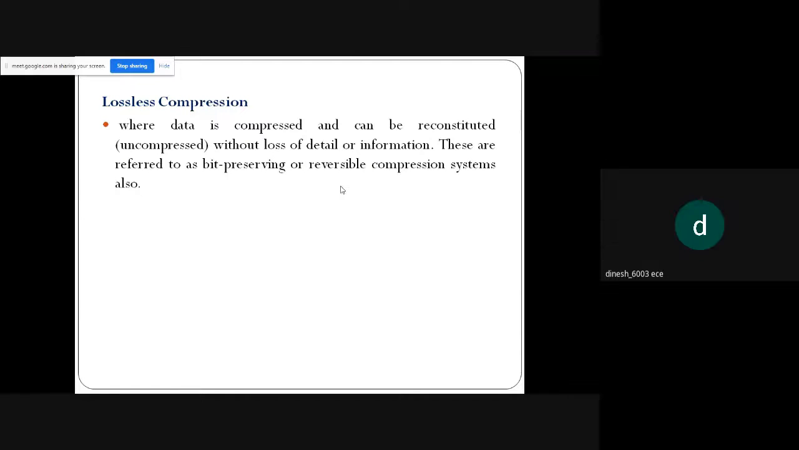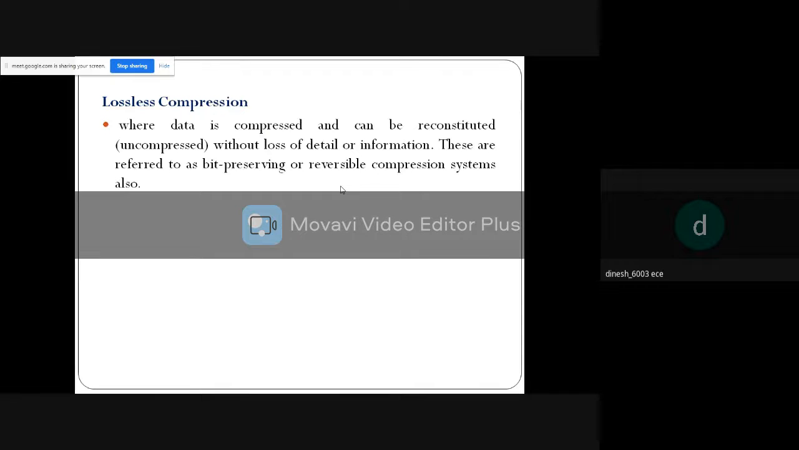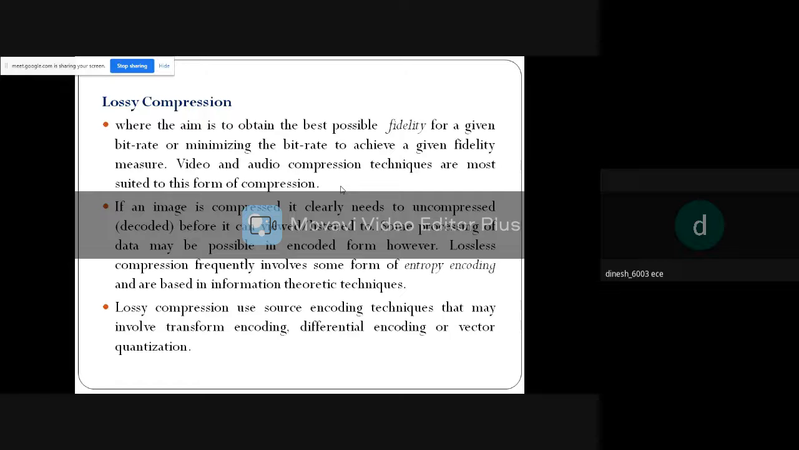This compression is classified into two different types. One is lossless, another one is lossy. In lossless compression, data is compressed and can be reconstituted without loss of detailed information of the data. So these are also referred to as bit preserving or reversible compression systems. Next is lossy compression.